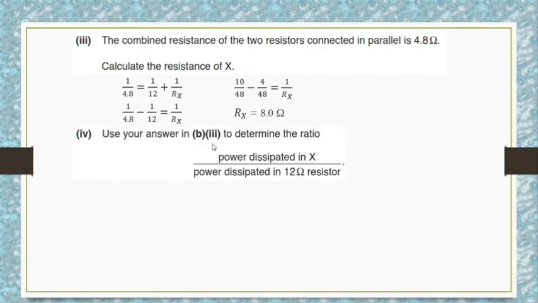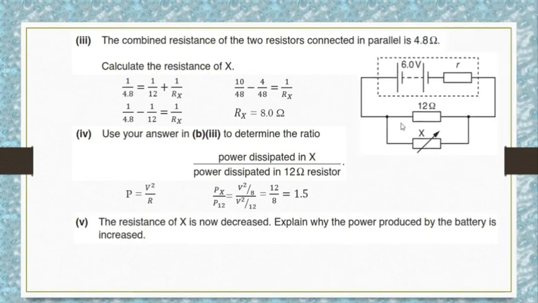Use your answer in B(iii) to determine the ratio of the power dissipated in X and the 12 ohm resistor. We use the equation P equals V squared over R. We have several equations for P: P equals V squared over R, P equals I squared R, and P equals VI. But in this case, I will use this one. Why? Because we have a parallel connection.